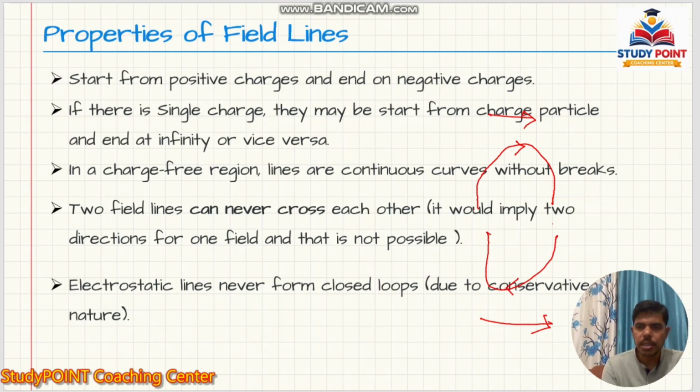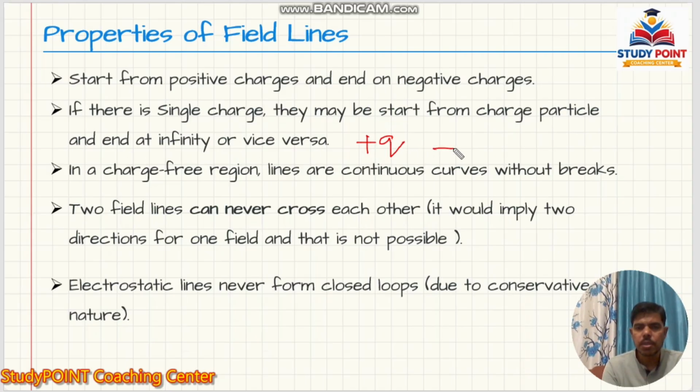तो ये रहा आपका इलेक्ट्रिक फील्ड लाइंस की प्रॉपर्टीज के बारे में, कि हमेशा इलेक्ट्रिक फील्ड लाइंस पॉजिटिव चार्ज से स्टार्ट होगी और नेगेटिव चार्ज पर एंड होगी. और इफ देयर इज सिंगल चार्ज और इफ इट इज पॉजिटिव चार्ज, the electric field line will start from the charged particle and end at infinity. If it is a negative charge particle, then the electric field lines will start from infinity towards the charged particle.